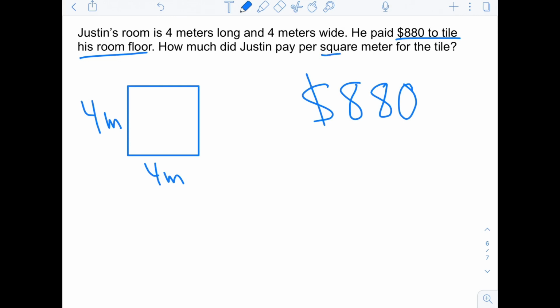So since we're looking at square meters, let's find the area of his room. To find the area, we have to multiply the sides together. So that's going to be 4 times 4 is 16, and meters times meters is meters squared. So the area of this room is 16 square meters.